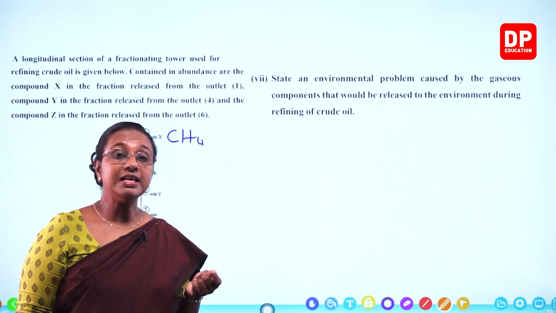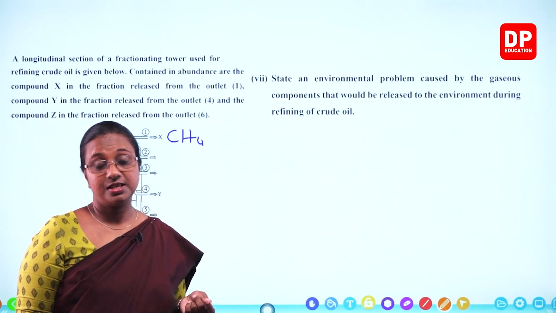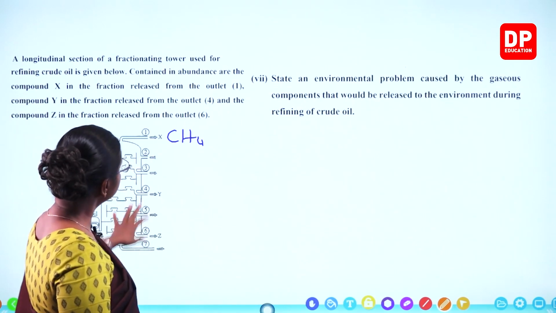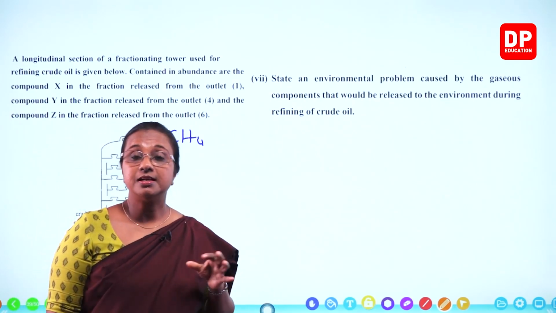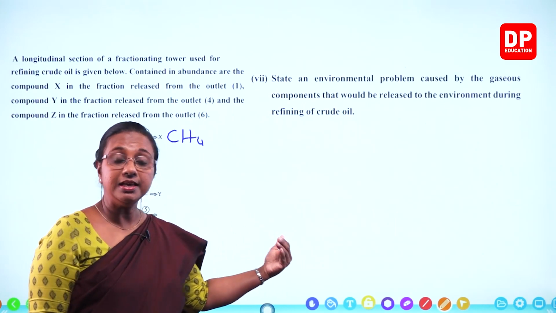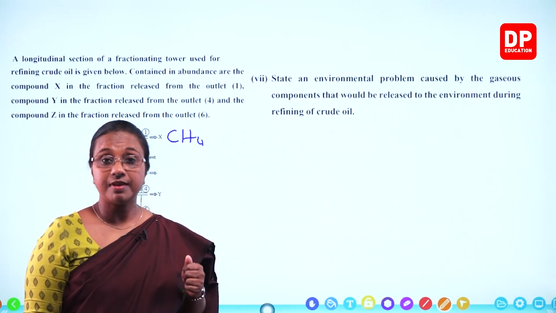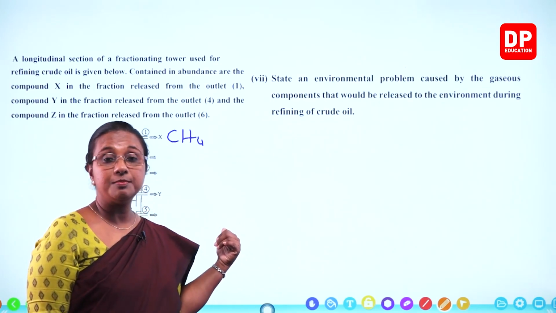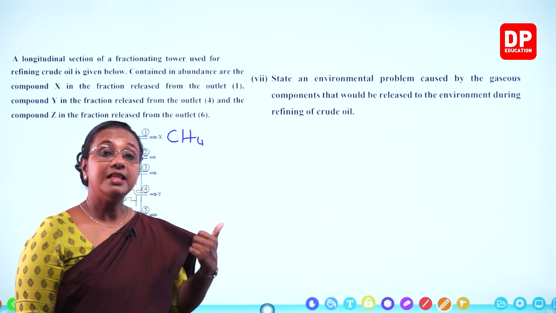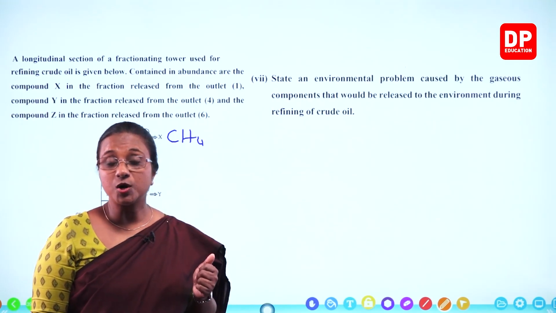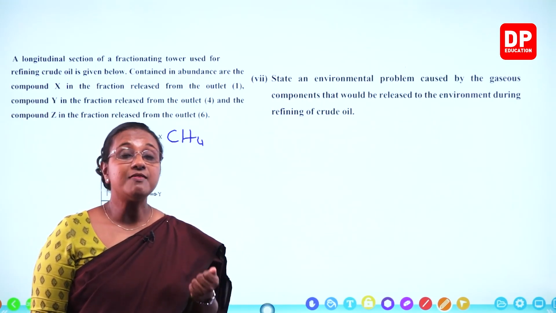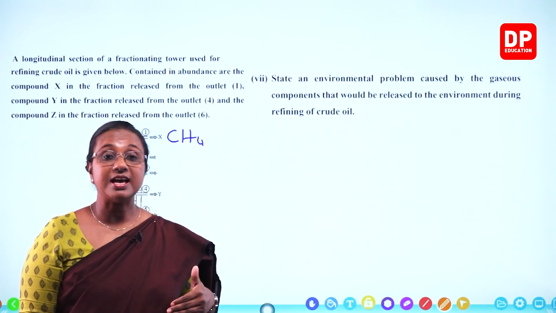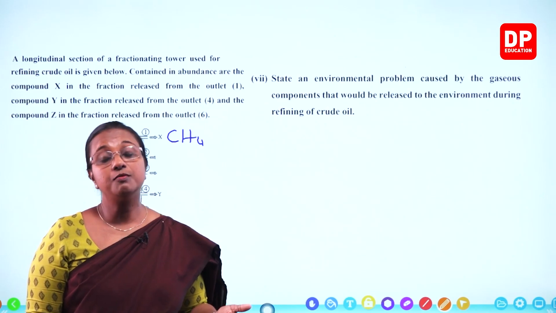Now methane is a greenhouse gas. You can remember that methane is a greenhouse gas. In addition to that, there are other fuels. Diesel, petrol, kerosene, they are all being extracted using fractional distillation. So when they undergo combustion, now we wrote the combustion for methane also, then also carbon dioxide is released. So there what happens? They are greenhouse gases. These greenhouse gases cause global warming.